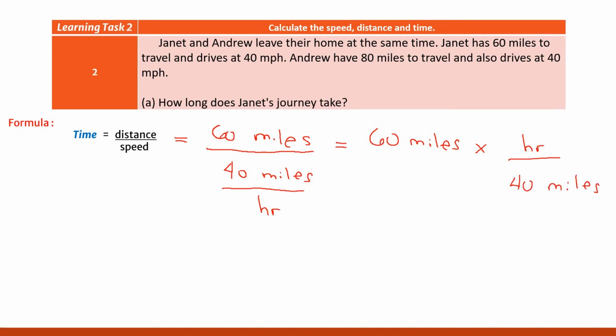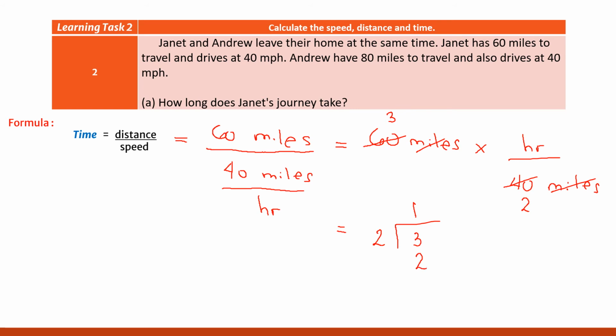Okay? So we can cancel miles here. And 60 over 40, pwede natin siyang i-lowest term by 20. So this will become what? 3. 60 divided by 20 is 3. And 40 divided by 20 is 2. So we have now 3 over 2. So let us divide 3 by 2.